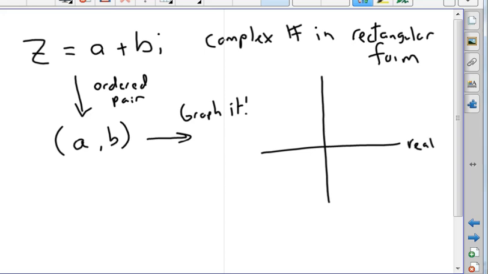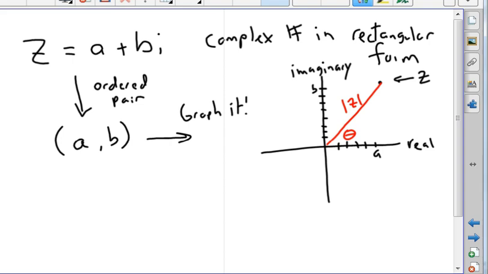And then when we draw our axes, instead of x and y, we're going to have the real axis and the imaginary axis. And then we just go to the right or to the left as many units, a, up or down, b, and then we plot our point, and that is our complex number graphed on a real and imaginary axis.